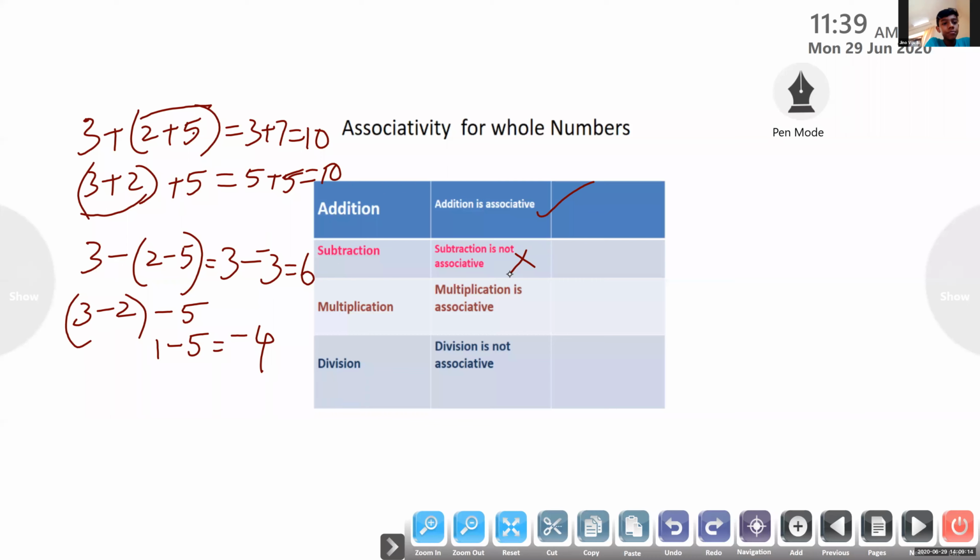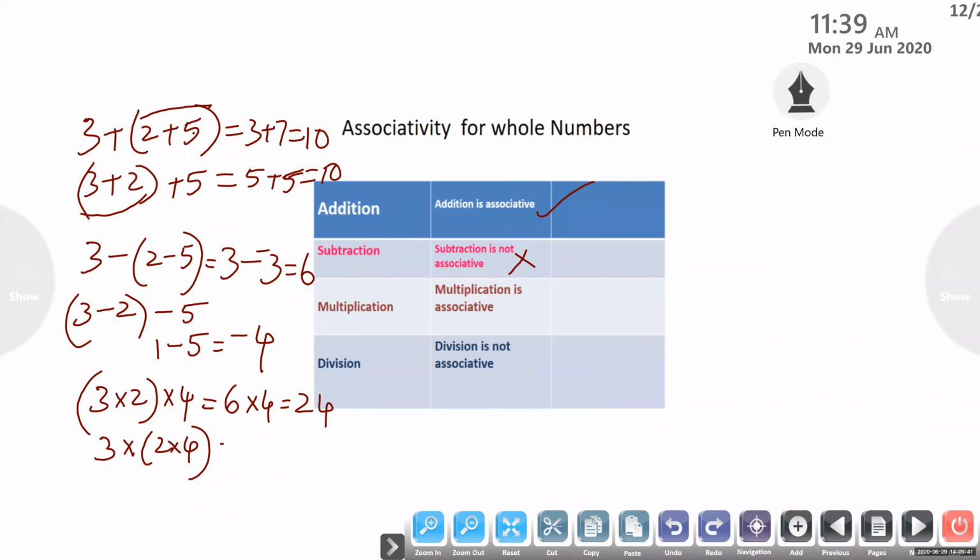Okay. Next we will check multiplication. 3 into 2 into 4. 3 into 2 is 6. 6 into 4 is 24. Now 3 into, bracket, 2 into 4. That is 3 into 8, equal to 24. So what does it mean? Multiplication is associative.